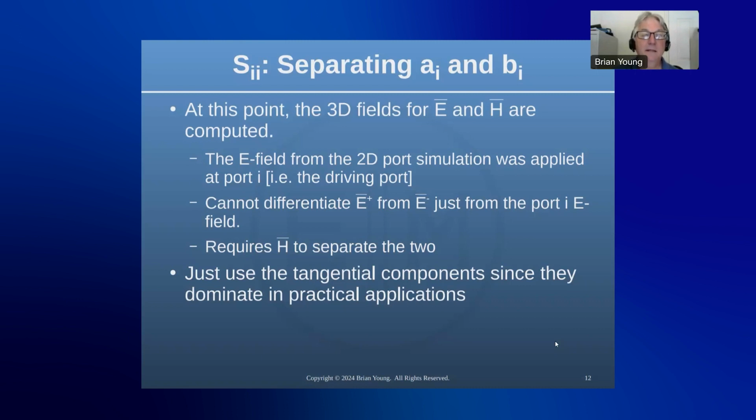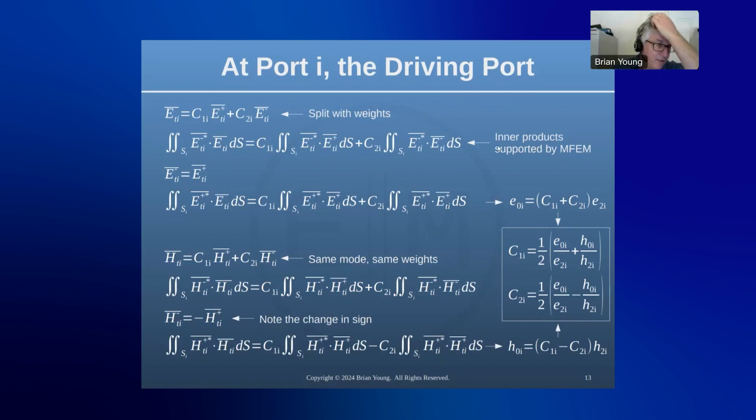To simplify things in this operation, I'm only using the tangential components because in all practical applications that I'm aware of, the tangential components dominate the longitudinal components at the ports. So there's no need to mess with the normal components. So the setup for that is you have the total field at port i is going to be a weighted sum of the field traveling in the plus direction and the field traveling in the minus direction. So the key is to find those two weights. One way to do it, which I'm finding to be very effective, is to take the dot product of the fields with the field in the minus direction, integrate over the surface of the port, and those inner products are easily implemented in FEM.